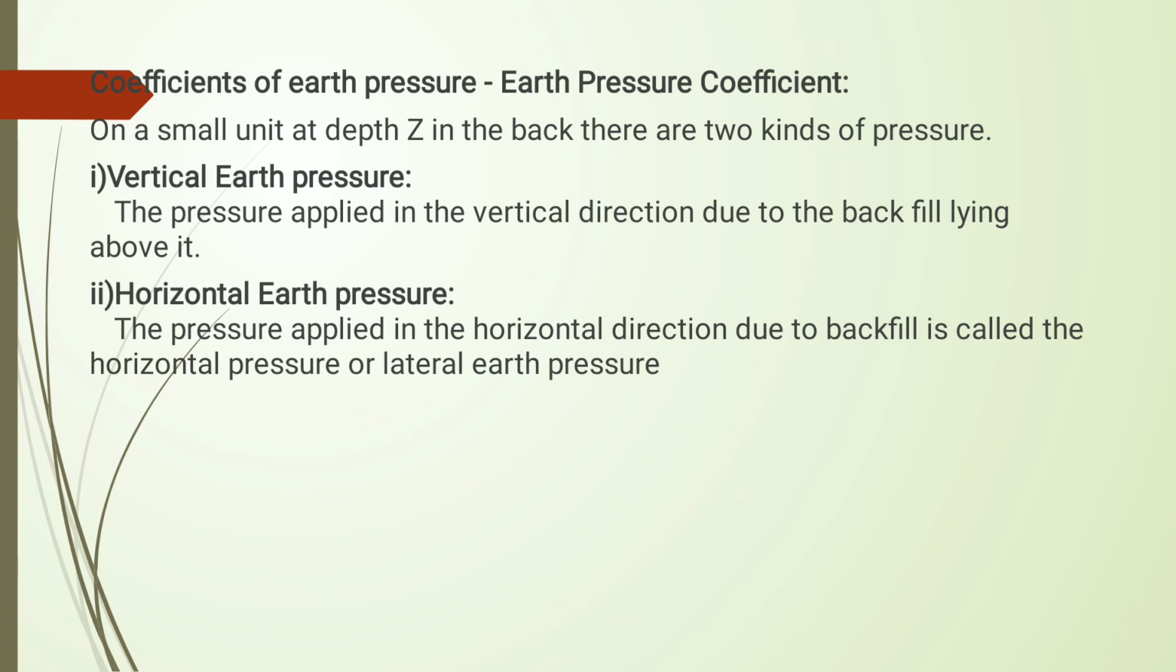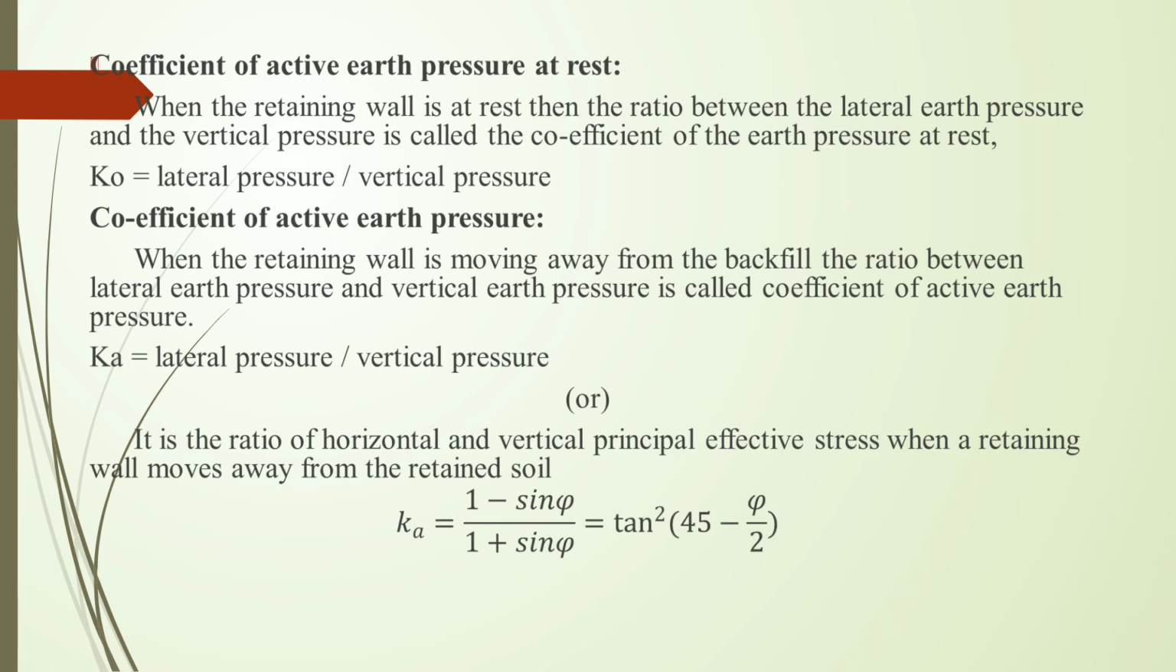Next one is the coefficient of earth pressure. So, there are two types, vertical earth pressure and horizontal earth pressure. The pressure applied in a vertical direction due to the backfill lying above it is called vertical pressure. When the pressure is applied in a horizontal direction, it is called horizontal earth pressure. Here, coefficient of earth pressure at rest: when the retaining wall is at rest, the ratio between the lateral earth pressure and vertical pressure is called the coefficient of earth pressure at rest.